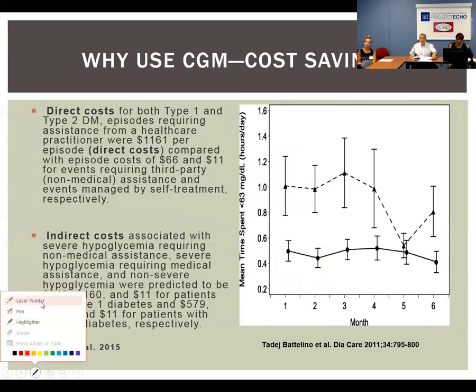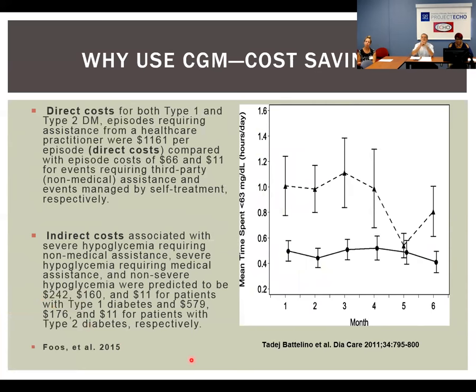What you can see is they looked at folks over 6 months, and the people who were on continuous glucose monitoring spent less time being hypoglycemic. They also had lower A1Cs. They spent more time in range than those folks who were doing standard of care. And the standard of care folks did get intermittent CGM, but it was not as powerful as the people who were on continuous glucose monitoring throughout that 6-month study. So there is a benefit to using CGM.